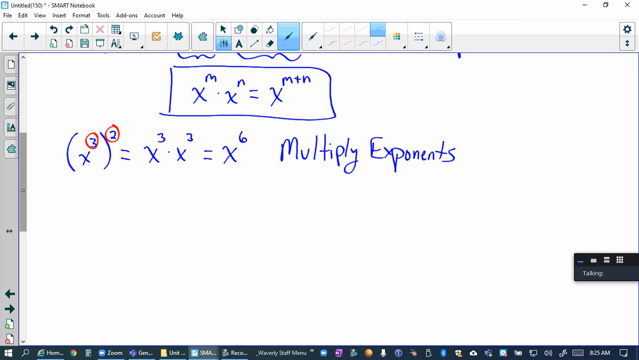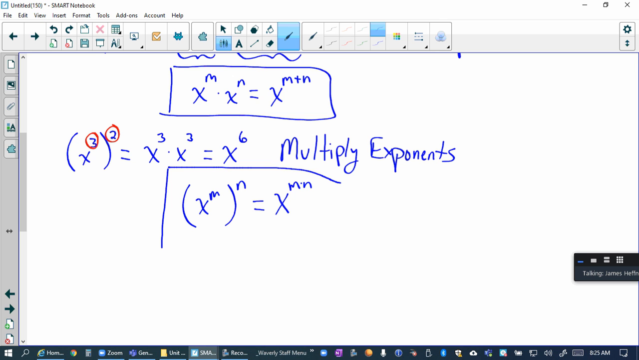So we've got another rule here, don't we? Let's say I have x to the m power to the n. What would be the result of that? X to the what? M times n. Okay? So there's another exponent rule we just generated. A power to a power, we're going to multiply the exponents.